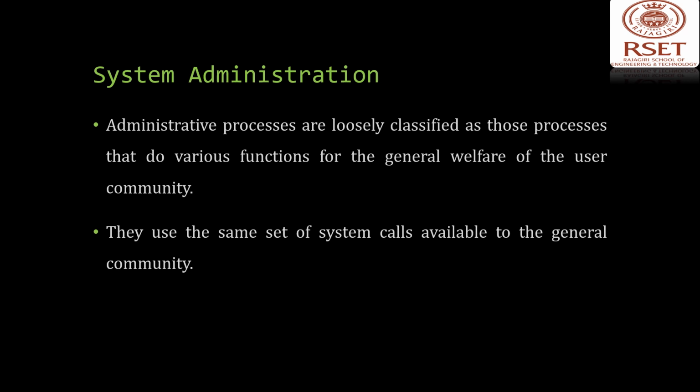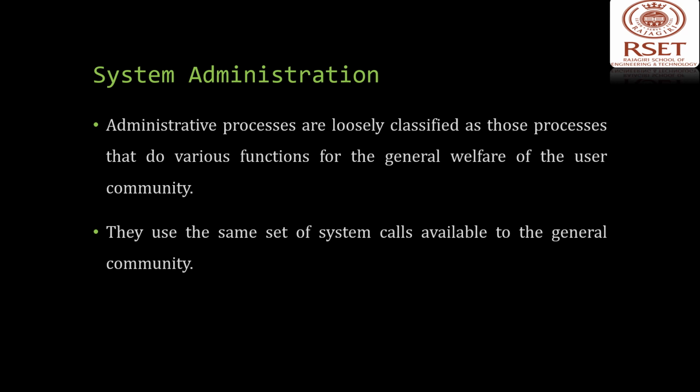Now let's discuss the last topic, system administration. Administrative processes are loosely classified as those processes that do various functions for the general welfare of the user community. So it includes functionalities like disk formatting, creation of new file systems, repairing of damaged file systems, kernel debugging, etc. Conceptually, there is no difference between administrative processes and user processes. They use the same set of system calls available to the general community, but they are distinguished from general user processes only in the rights and privileges they are allowed.